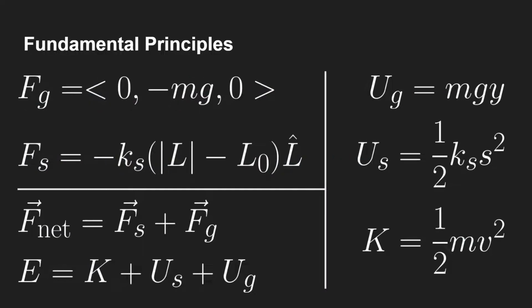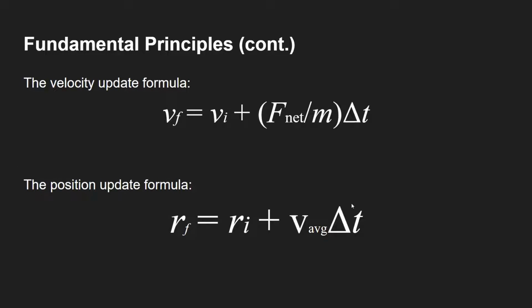Now we need to know some fundamental principles before we begin. Firstly, the force of gravity and the spring force, and then to get the net force we need to add these two together. We also need to know the potential energy for gravity and the potential energy for springs, and then the kinetic energy, and we add all three together to get the total energy of the system. We also need to know the velocity update formula and the position update formula for the computational model, just updating all the values and variables within the calculation loop.